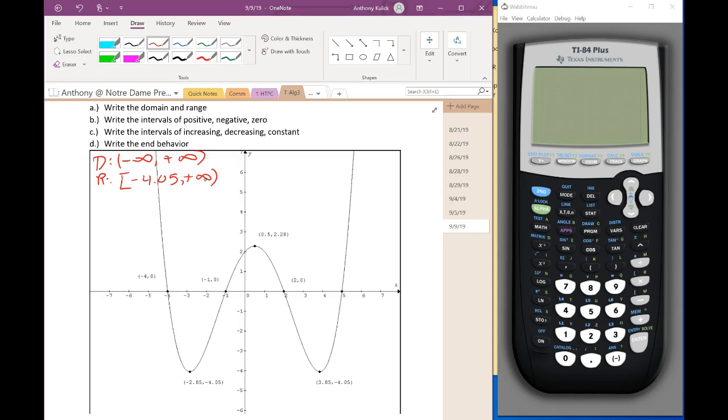Everybody happy with the domain and range part of this? Yes. Okay. So let's do the positive part. Wait, why do you have negative 4? That's the range. Never mind.